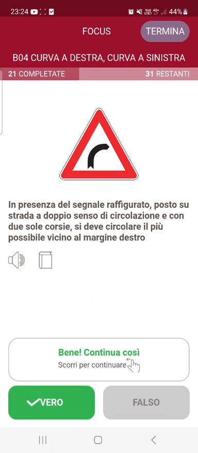They are still repeating the same quiz. It says that when you are driving on a double-way traffic road, you have to drive as much as possible to the right-hand side of the road. Yes, because it's two-way traffic. It's true.